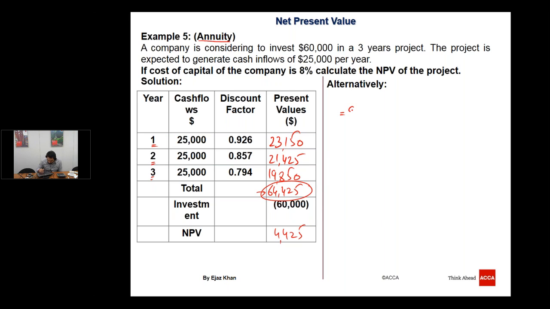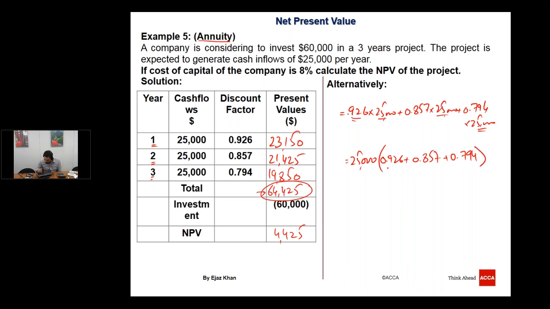What we have done is we have multiplied 0.926 with 25,000 plus 0.857 multiplied with 25,000 plus 0.794 multiplied with 25,000. So if you see, 25,000 is a common figure in this whole calculation. So if we take 25,000 as common, we'll be left with 0.926, 0.857 and 0.794. So we'll be left with the discount factors for year 1, year 2, and year 3.